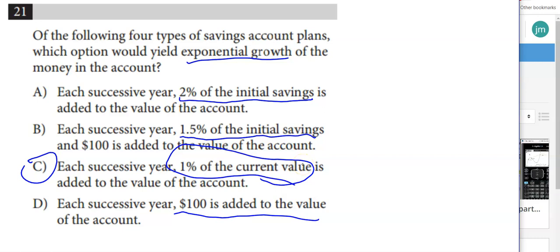So after you start with $100, add $1. The next year, you're going to get 1% of $101, right? So it's going to keep going up and up and up. That's interest on top of interest. That's the way our money grows. That is exponential growth right there.